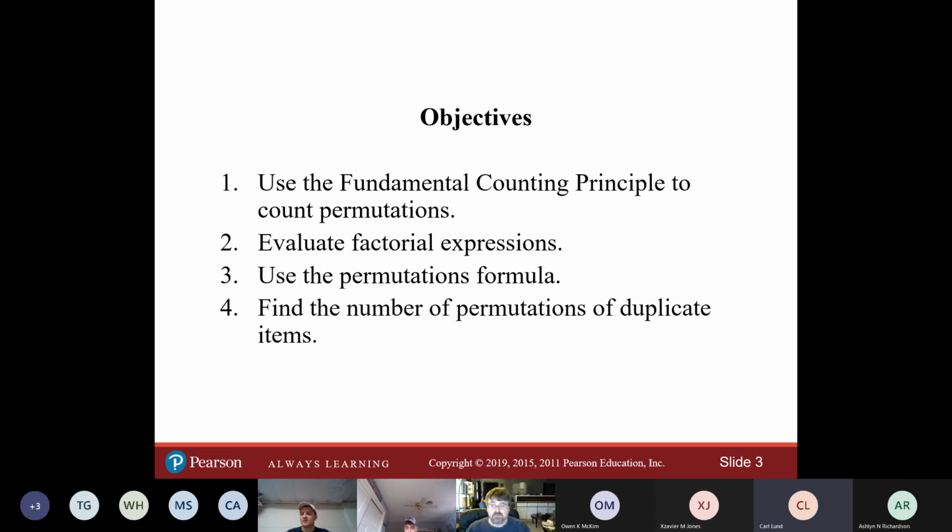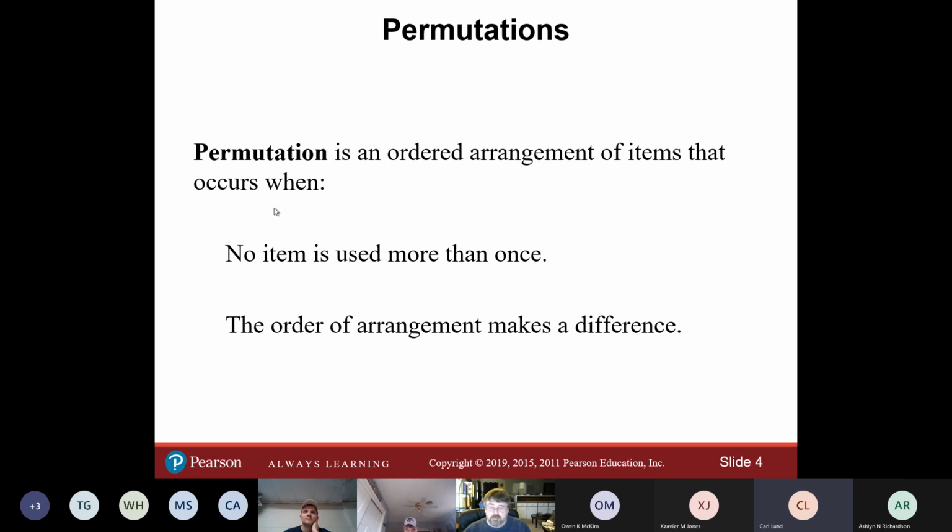So there's 4 things we're going to do in 11.2. We're going to use the fundamental counting principle to count permutations. We're going to evaluate factorial expressions. We're going to use the permutations formula, or if your calculator can do it without using the formula, you may use your calculator for it. And we'll find the number of permutations of duplicate items. Of these, the first 3 are the most important for you to be able to do. The last one is good. It might show up as a question, but it'll be just one question as opposed to a bunch of questions, or approximately.